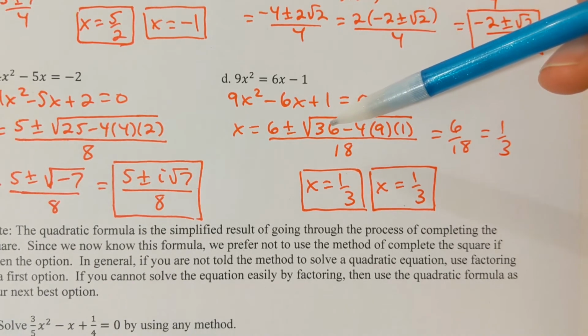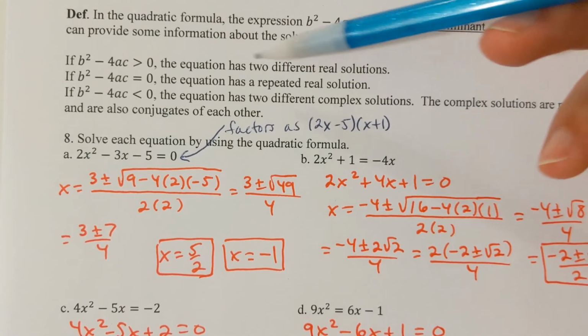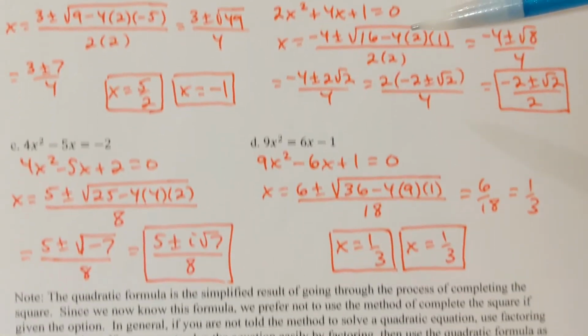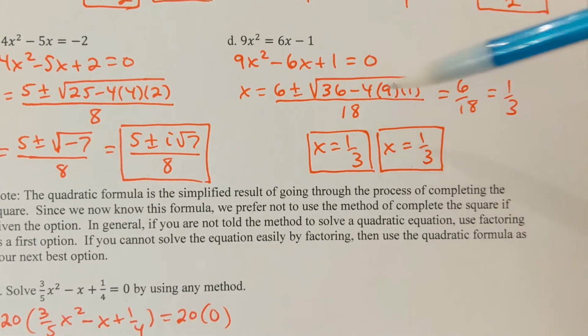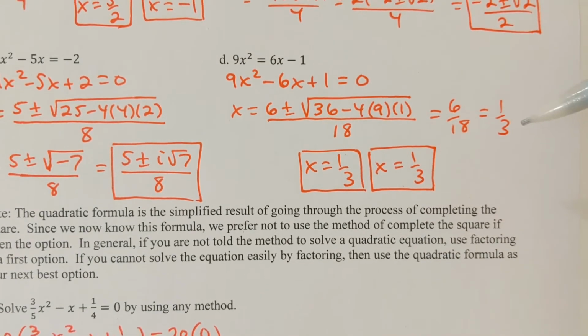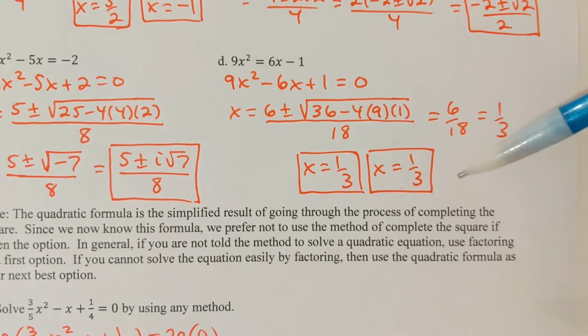And now I'm going to simplify. 36 minus 36 is 0. Whenever the discriminant is 0, you're going to have a repeated real solution. So I'm going to look at 6 plus or minus 0 is 6, all over 18. 6 over 18 reduces to 1/3. So the answers here would be x equals 1/3 and x equals 1/3 again.